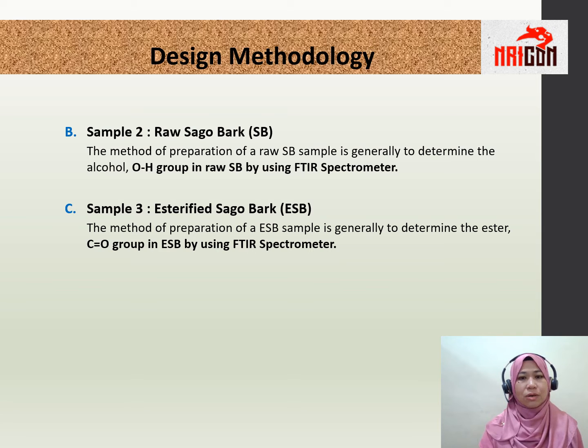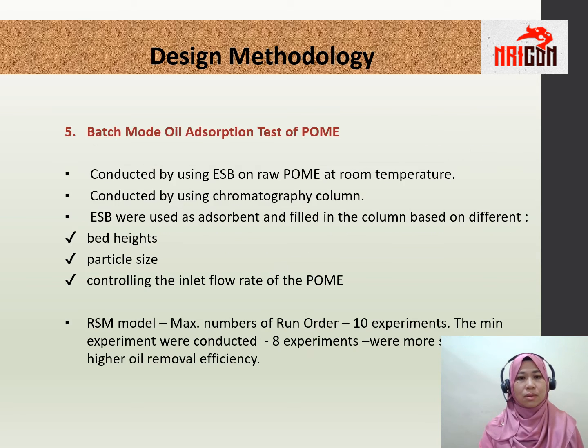Sample 2, the preparation of raw sago bark (SB). The preparation of the raw SB sample is generally to determine the alcohol or OH group in raw SB by using an FTIR spectrometer. Sample 3, the preparation of esterified sago bark, ESB, is generally to determine the ester C=O group in ESB by using an FTIR spectrometer.